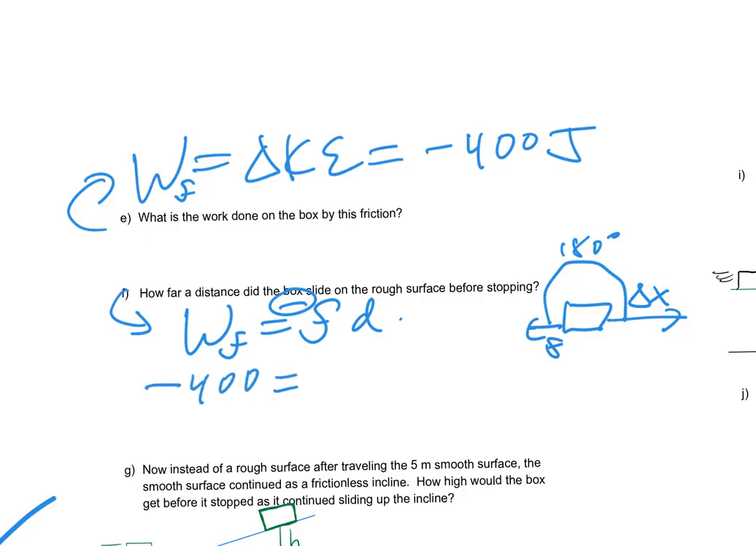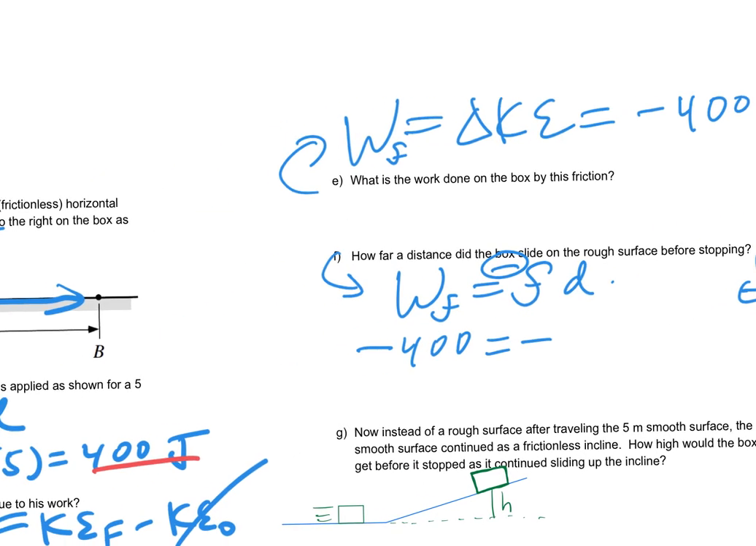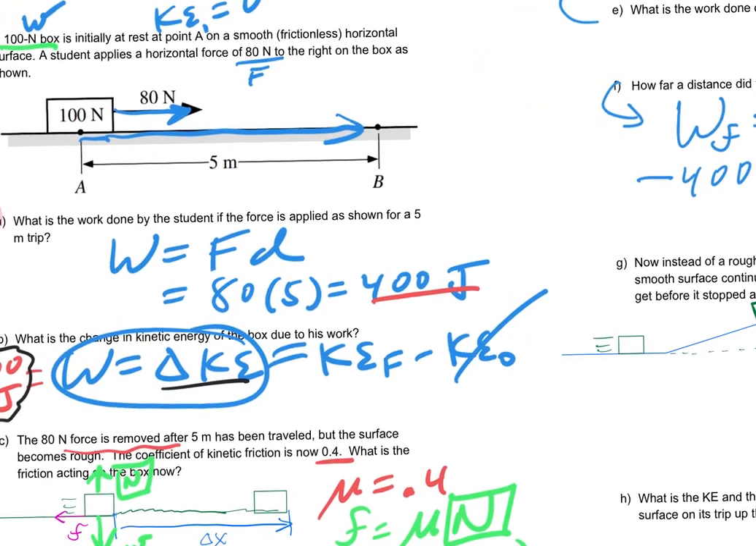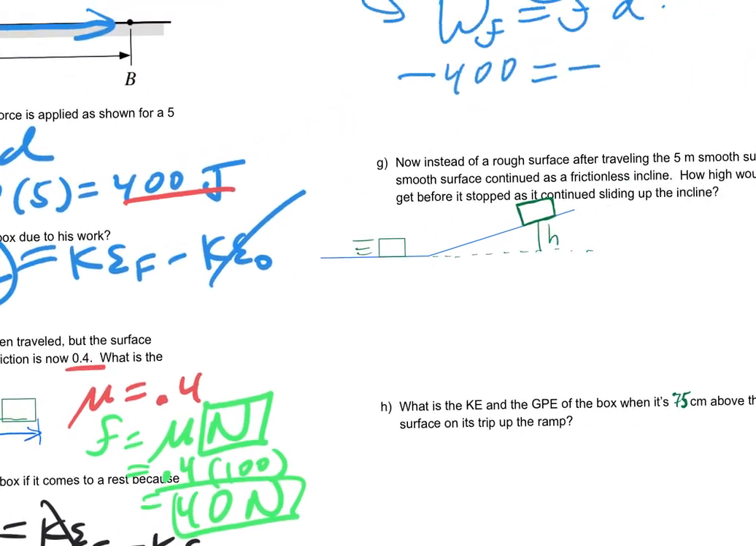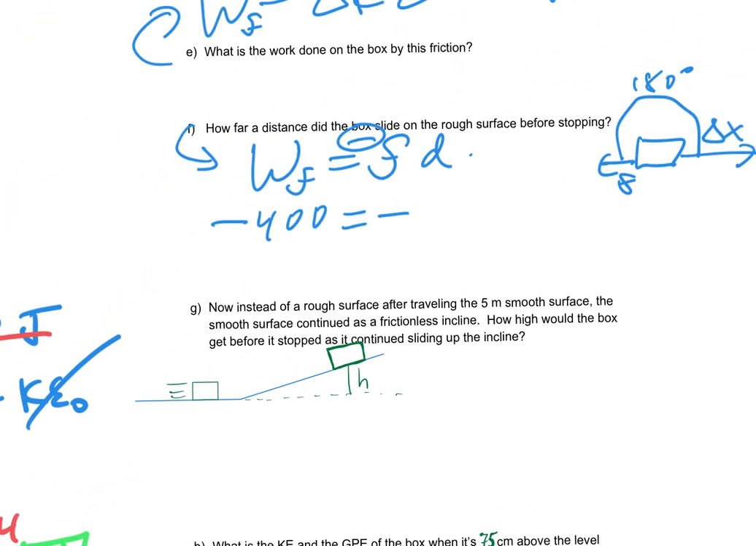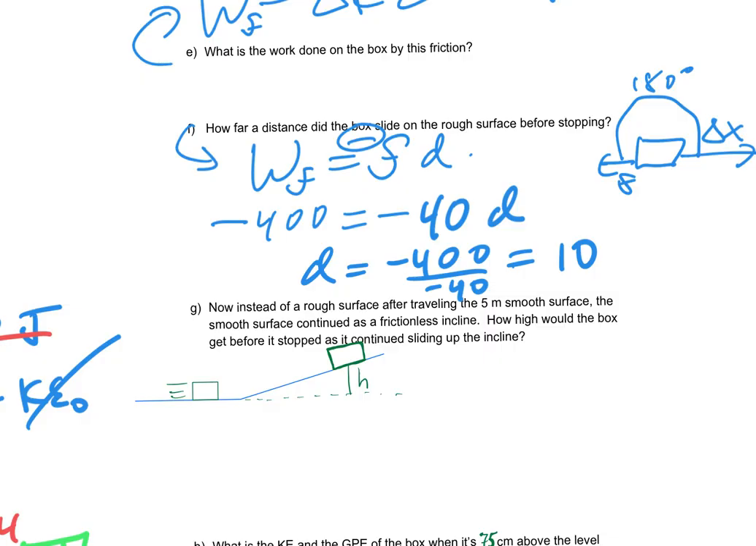-400 equals negative, what's the friction? We solved that to be up here in green, 40, times the distance traveled. So the distance equals -400 divided by -40. The negatives cancel out, so that comes out to 10 meters.